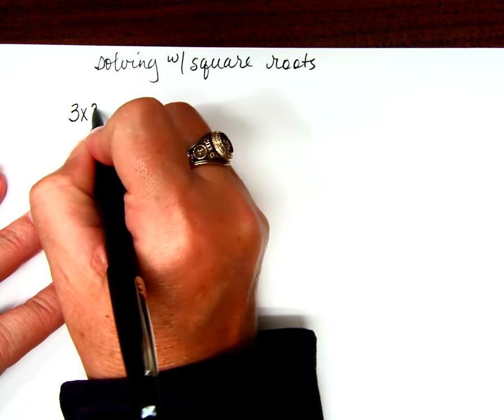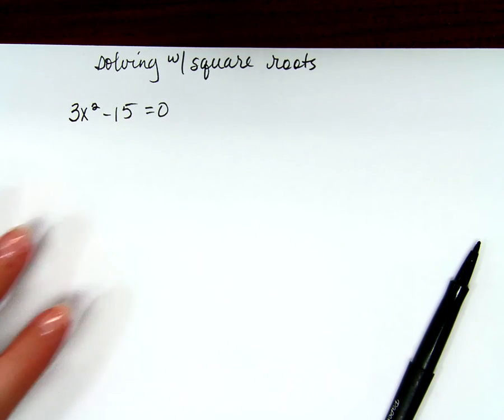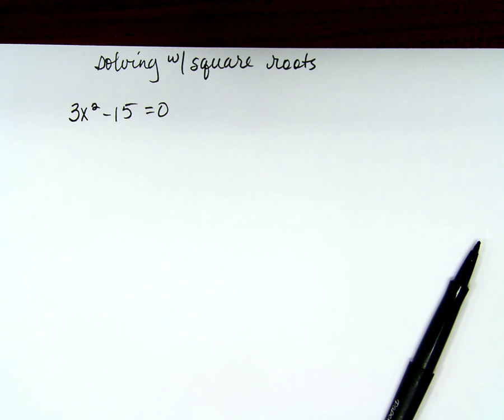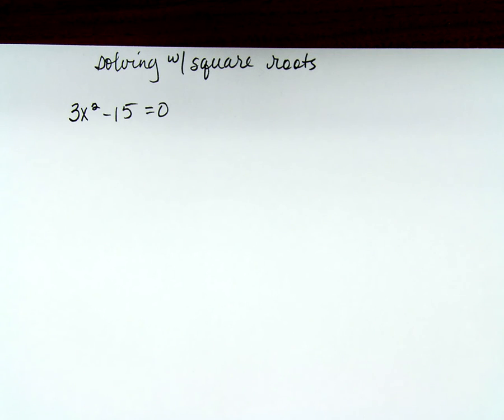Three x squared minus 15 equals 0. If we're solving by square roots, how do we know, first of all, that we're solving by square roots? Is there an x term in here? No, there's only an x squared term, and then there's only a constant, right? So we want to be able to solve for x super easily, so we want to get the x squared on one side, and then all the numbers on the other, right? All the constants. So what do you want to do first?